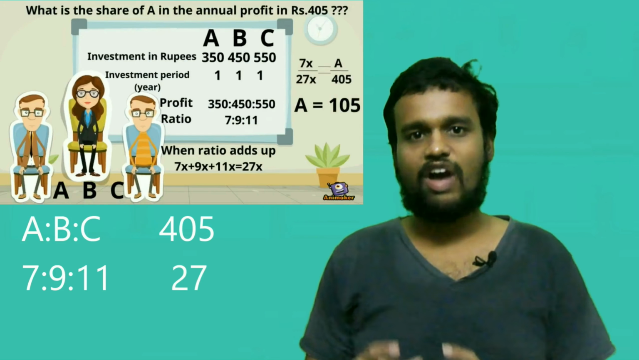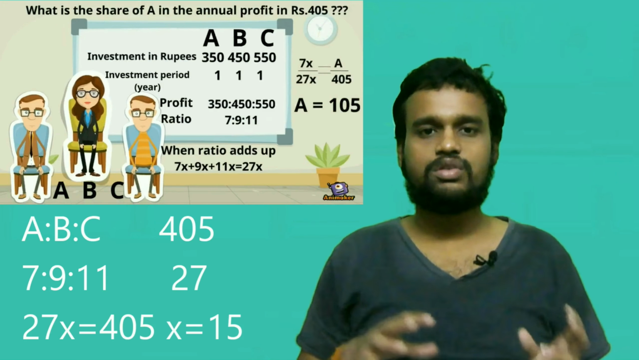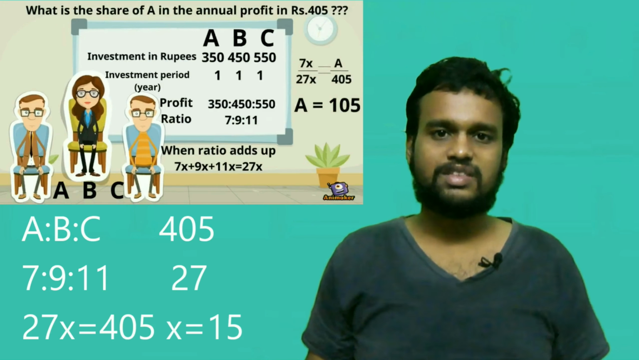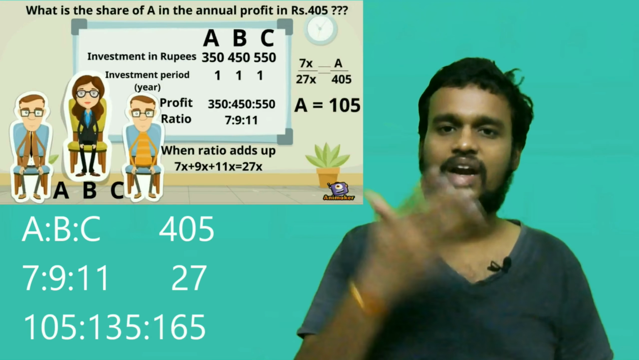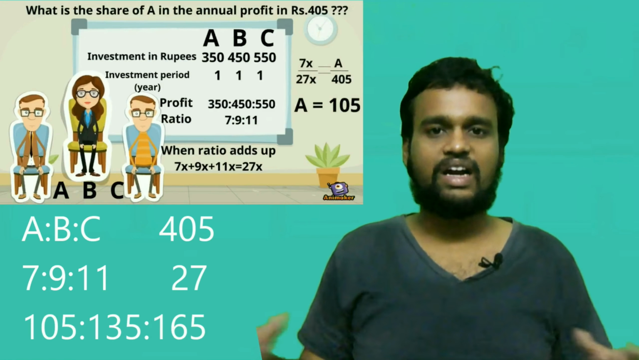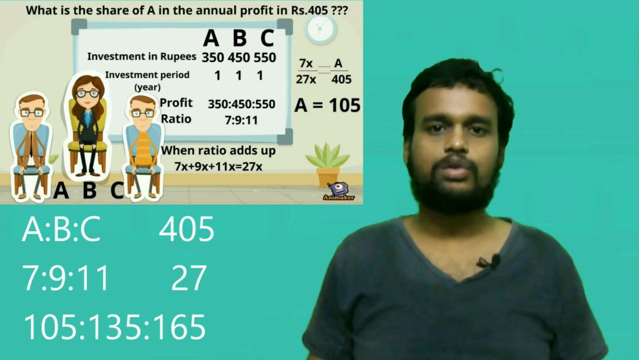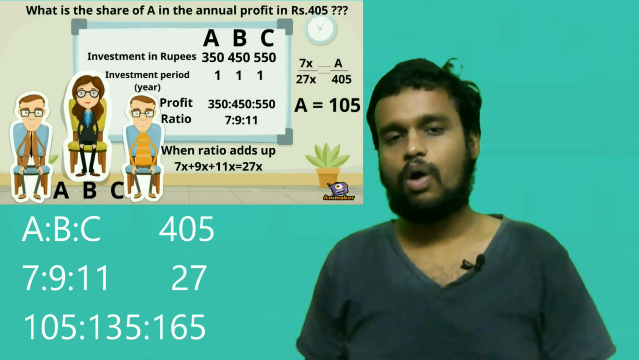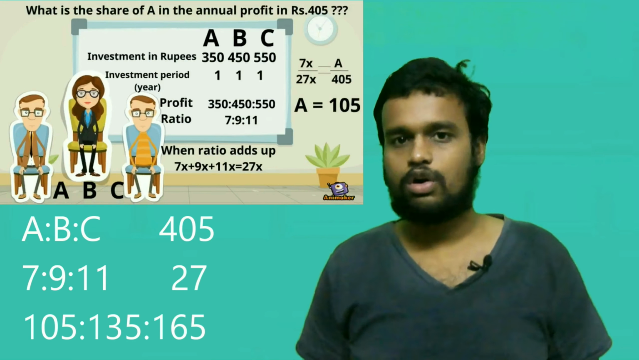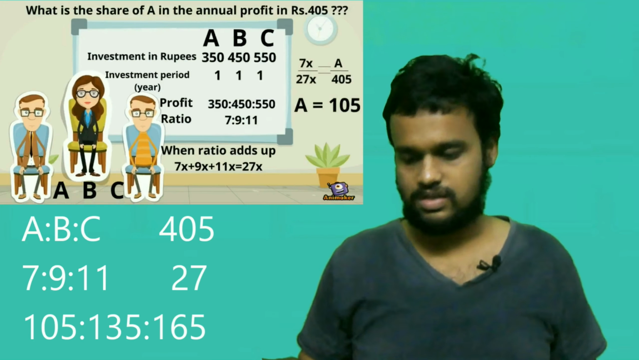So 27 times some value would give you 405. So it actually is 15. The concept is that if you multiply 15 with 7, 9 and 11, the final answer you will get for A is 105, and the remaining for the other two. Well, the question was about the value of A. So the answer is 105. So simple and so easy.